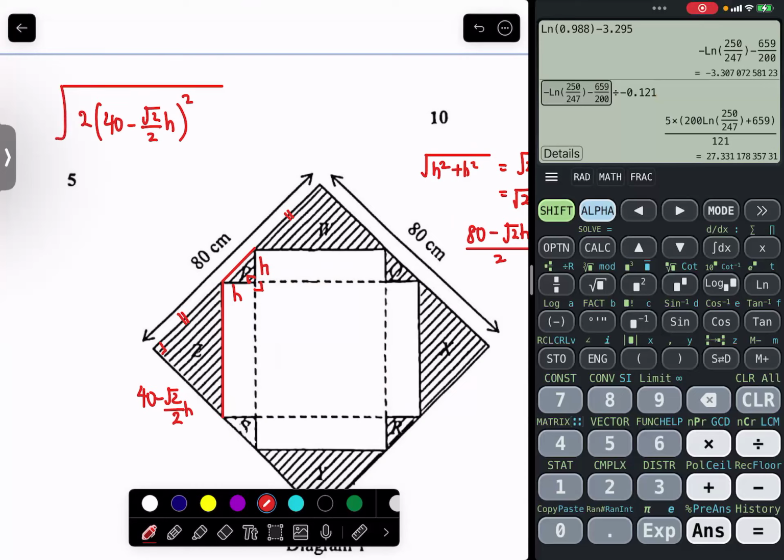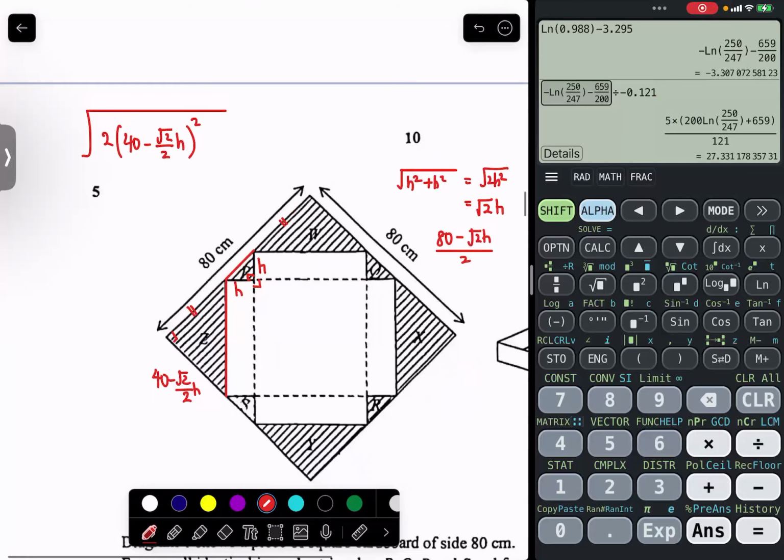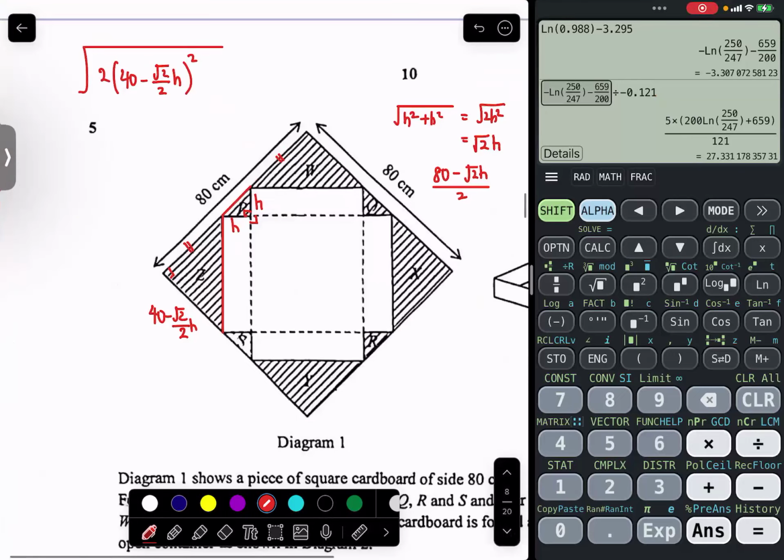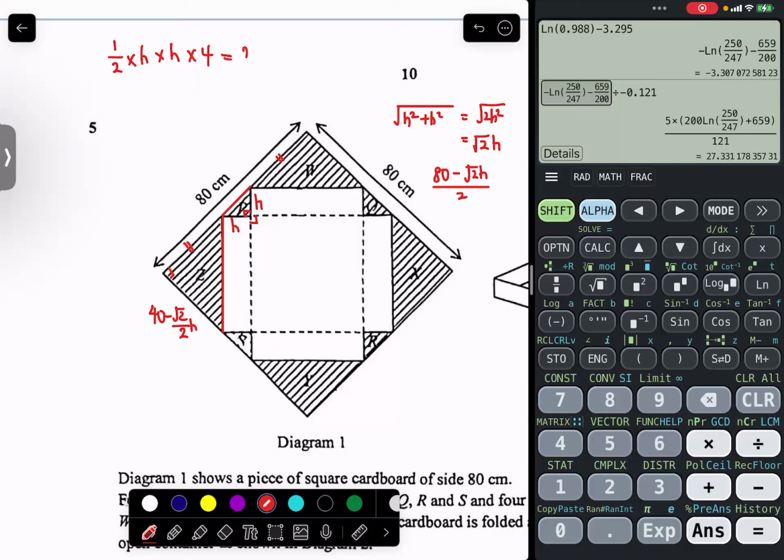Now, I want to find the total surface area. Actually, I don't need to do that. Wait, what am I doing? I actually don't need to do that. So for the total surface area, I just need to minus off all the shaded areas. So that means we'll have half times h times h times 4, so that will be 2h squared.